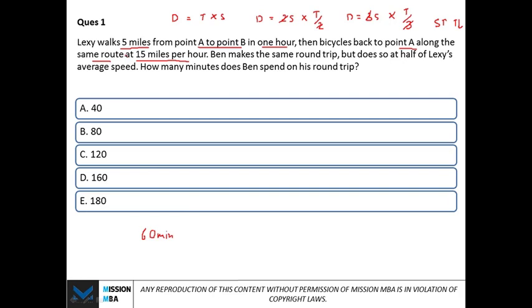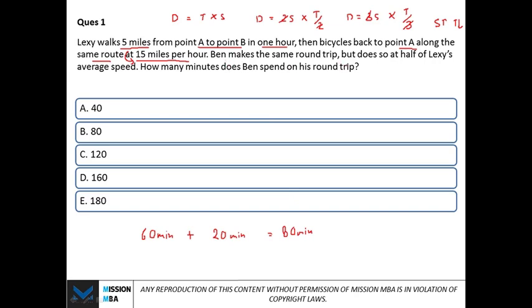Now she is coming back with thrice the speed, right? 5 and 3, that's 15. So you are tripling the speed, so the time taken will be 1/3 now. That is 1/3 of 60, that means 20 minutes. So Lexi's total time is 80 minutes for the round trip. Now let's have a look at the question, what it says further.